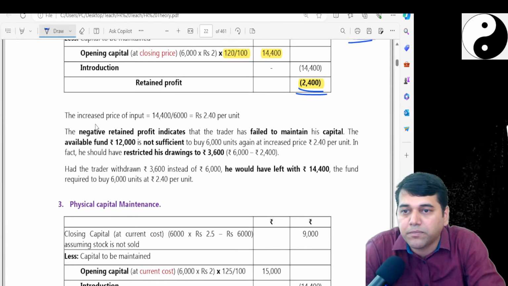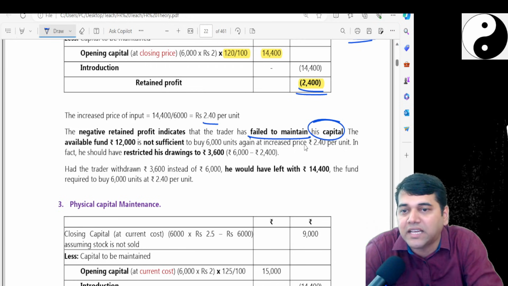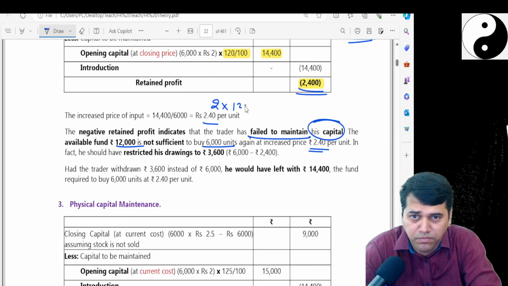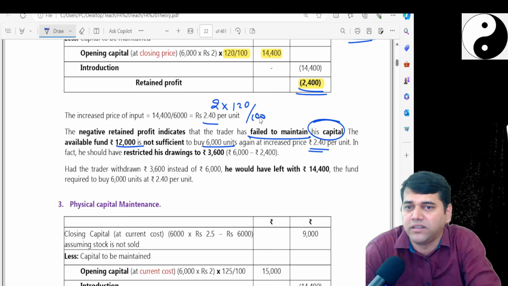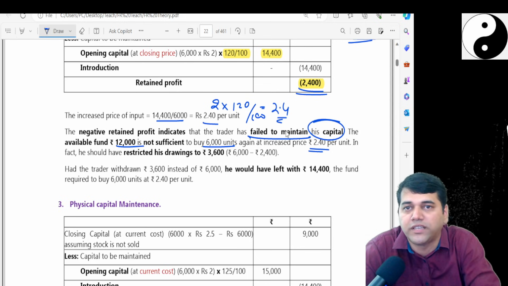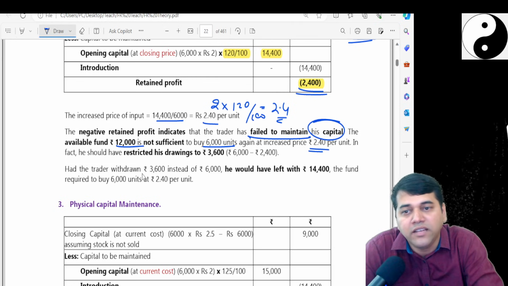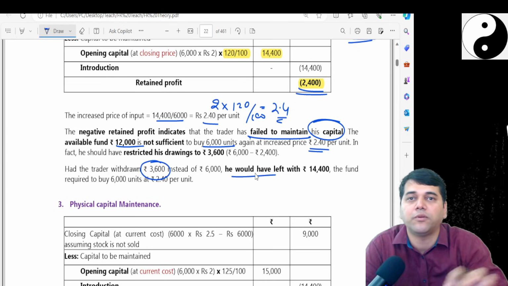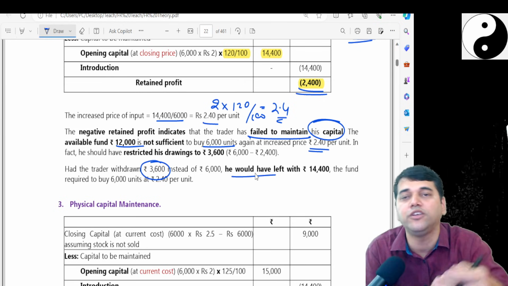The increased price per unit is 2.4 per unit. The negative retained profit indicates that you have failed to maintain the capital, and the available 12,000 is not sufficient to buy again 6,000 units at 2.4 per unit. You can also do it like this: 2 into 120 by 100. They have done it a different way, but this is your new inflated price, 2.4 at the end of the year. Had you withdrawn only 3,600, yes, you would have maintained your profit. That means next year again you could have continued with your profits.